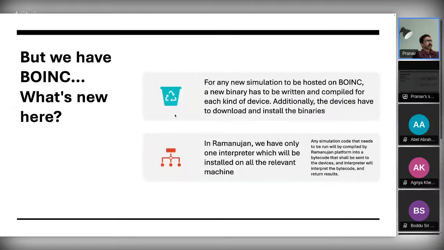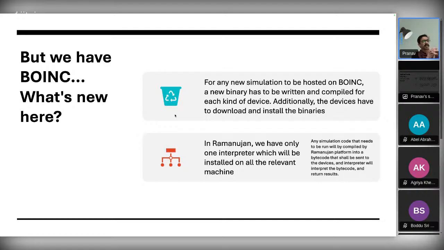But there is this thing called BOINC, a project run by Berkeley, which is also on the same principle, where people can donate their computation power. But the problem is that for a new kind of simulation to run on BOINC, the person who wants their simulation run has to write new binaries for all kinds of devices they want it to run on. So if I want to run a new kind of simulation, I would have to write a new binary, compile it, distribute it, and the devices which want to contribute to that computation have to download and install that.